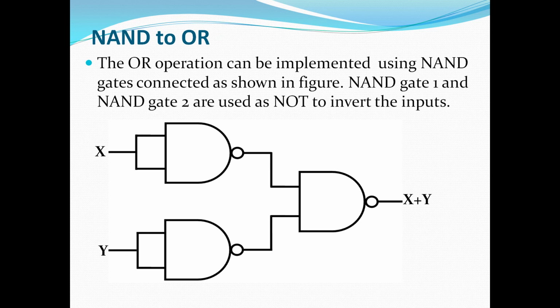Then the third gate takes two inputs. The first input is the output of the first gate, and the second input is the output of the second gate. So like that we can implement the OR operation. First we invert the two inputs, then connect them to the third gate. If we give X and Y as the two inputs, the output will be X plus Y.